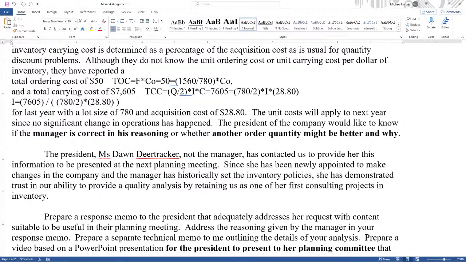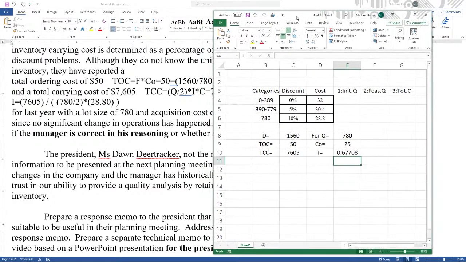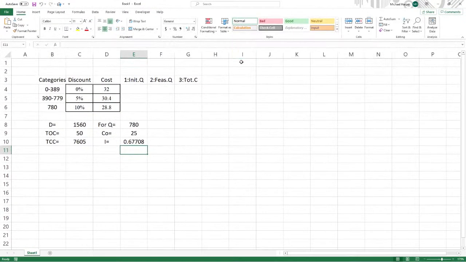Okay, so now let's bring back Excel and let's solve this thing. That's going to equal 7605 divided by, open parenthesis twice, 780 over 2, close parenthesis, times, open parenthesis, 2880. And that's our cost per dollar, 67.708 cents. Okay, percent, I mean.